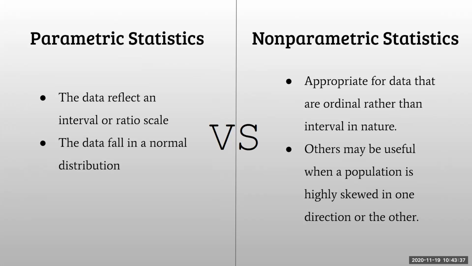So others may be useful when a population is highly skewed in one direction or the other, which I think really applies to my research, since for all the graphs that I have so far, they're not symmetrical, like they fall into the non-normal distributions, which is considered as non-parametric statistics.